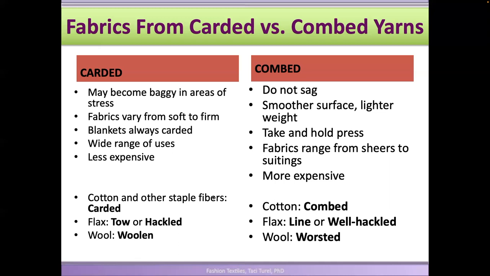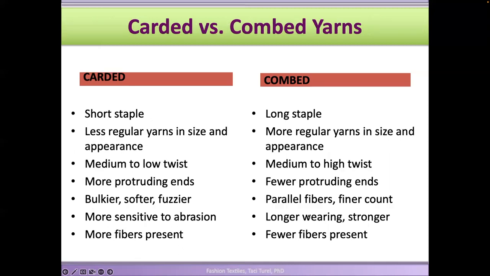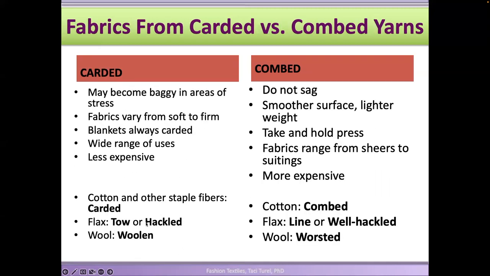Blankets and fuzzy, hairy, bulky stuff is usually made out of carded fabrics. And we have a wide range of uses for carded, but two things I want you guys to remember between carded and combed: carded is less expensive and they are hairy, bulky, they are short fibers and they are not as durable. Again, for cotton, we call carded cotton or combed cotton. For flax, we call tow or line, or we also call it heckled versus well-heckled. And for wool, the carded ones are called woolen and the combed ones are called worsted.